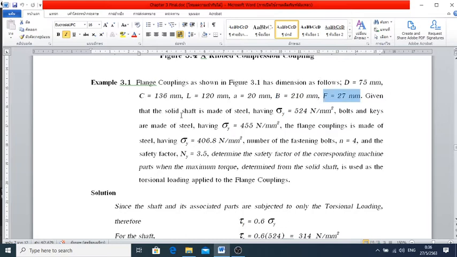And given that the solid shaft is made of steel having sigma y of 524, bolts and keys are made of material of sigma y 450.